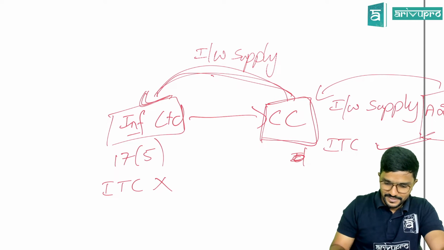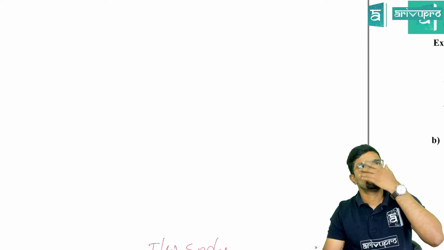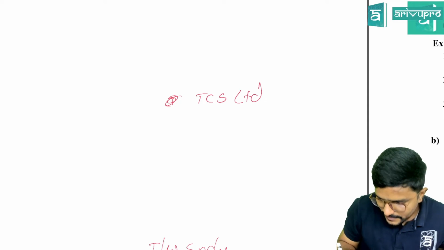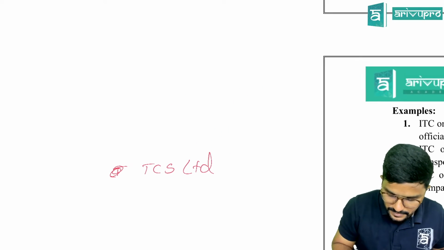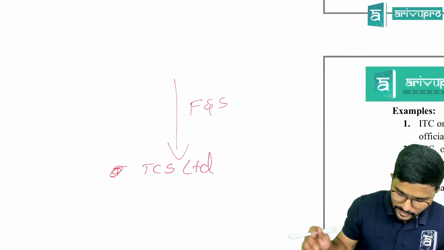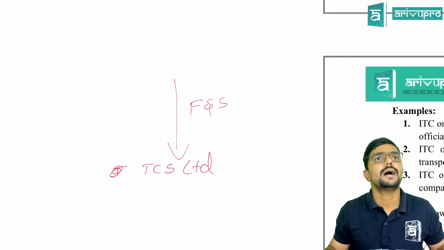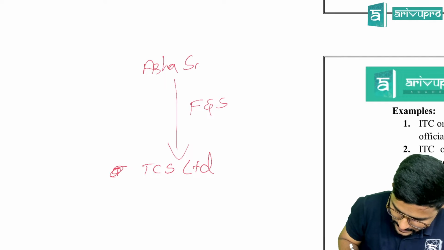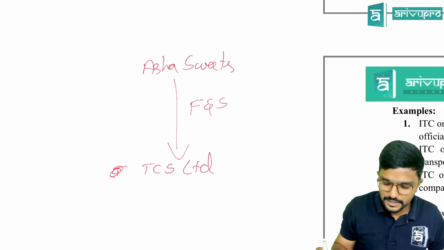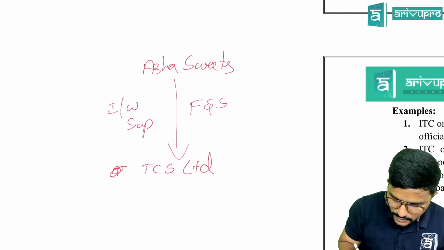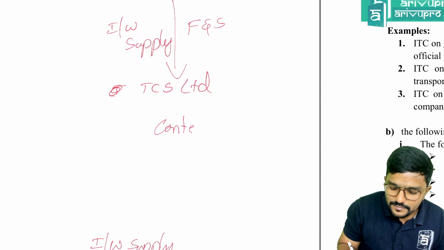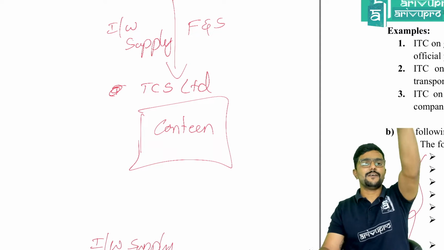Now, let me take one more example. Actually, this is interesting. Now, let me take TCS. TCS has purchased some food and snacks from Asha Sweets. There is someone called Asha Sweets in Bangalore who is famous. So TCS Limited has purchased food and snacks from Asha Sweets. So inward supply for TCS. Why? Not to consume, to sell them in their canteen. TCS Limited have canteen for their employees.